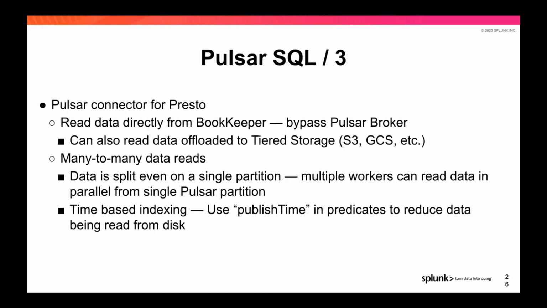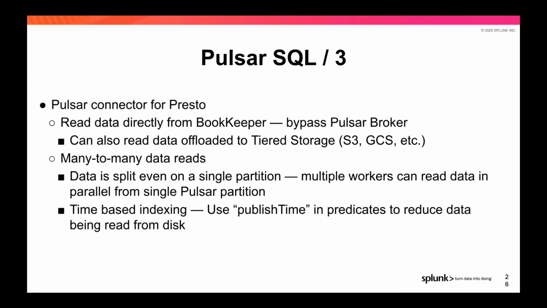We still have to use the brokers for acquiring the metadata, basically identifying the ranges or the ledgers involved for a topic. So the connector will need to communicate with the broker to fetch the metadata, but for the actual reading of the data, we're going directly to Bookkeeper and fetching the data in parallel.